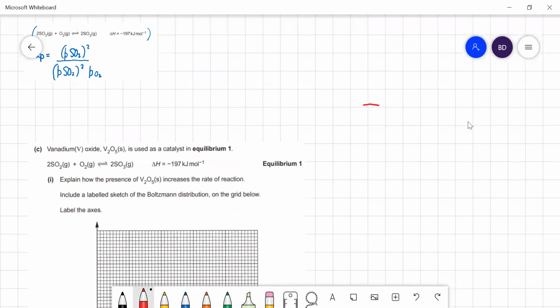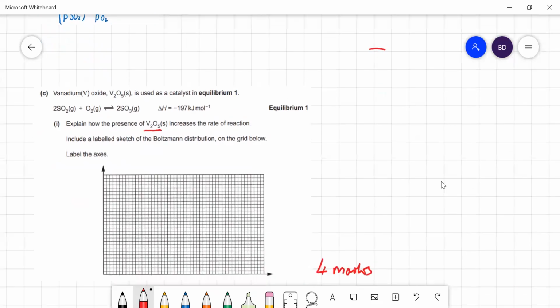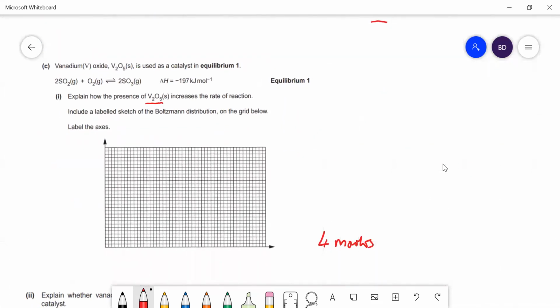Right. The vanadium 5 oxide is a catalyst in equilibrium. Explain how the vanadium 5 oxide here increases the rate of reaction. Include a labeled sketch of the Boltzmann distribution on the grid below. Okay, and how many marks? This is 4 marks, I think. So we've got to label the axis. Probably get 1 mark for labeling the axis correctly.